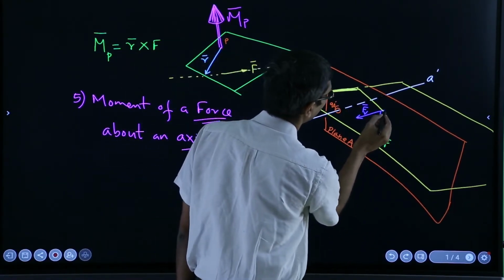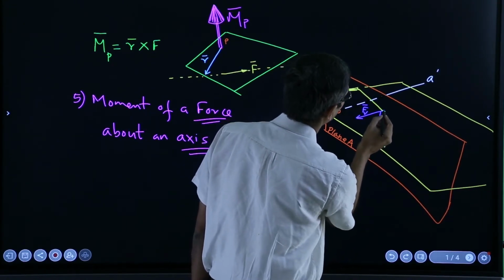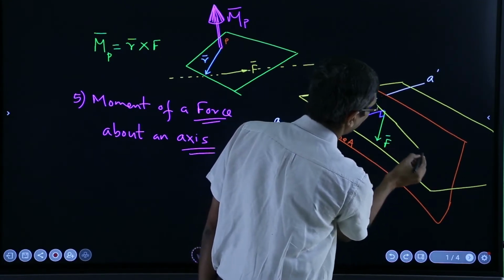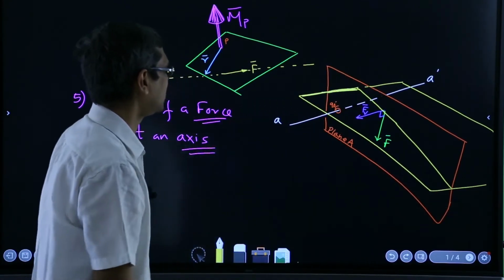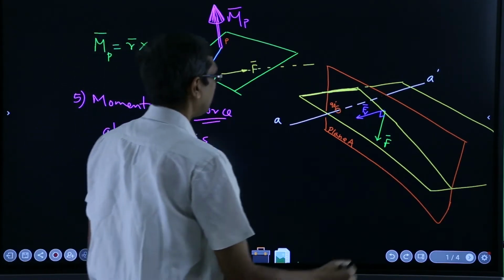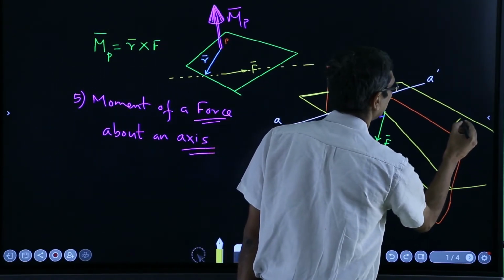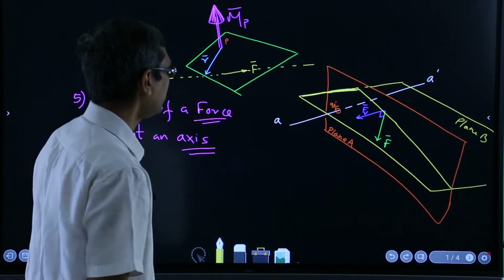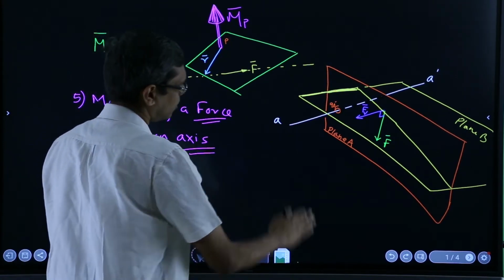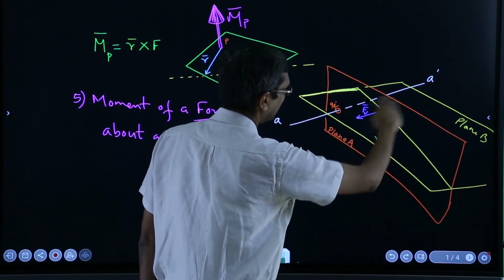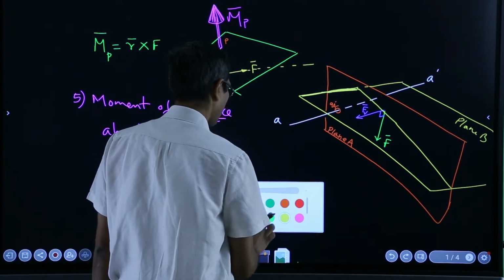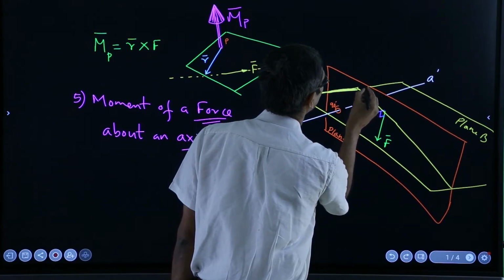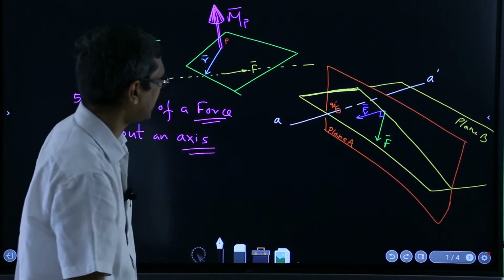Now, this is the line along which plane B, I'll name it plane B, crosses or intersects plane A along this line. Let me also do this over here. It's not visible this much, like that. Is that fine?